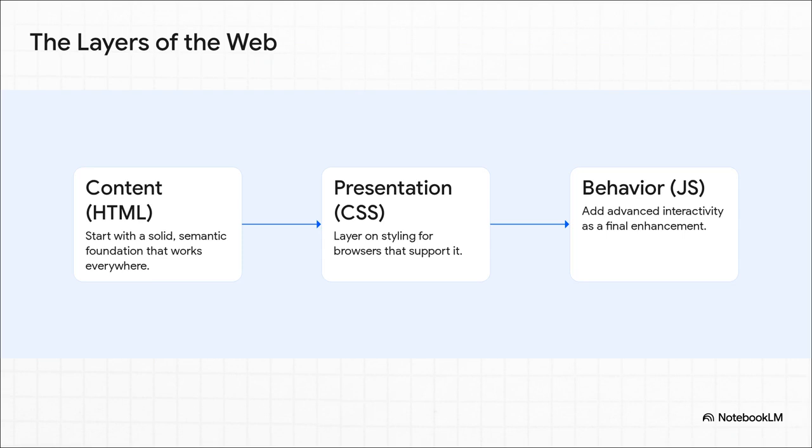Think of it like building with layers. Your foundation, layer 1, is that rock-solid, meaningful HTML. It has to work everywhere. Then you add layer 2, the presentation, the paint on the walls. That's your CSS. Finally, you add layer 3, the behavior, the fancy bells and whistles. That's your JavaScript. This way, if someone's browser is old and can't handle layer 3, the whole thing doesn't just break. They still get a perfectly good working site with layers 1 and 2.